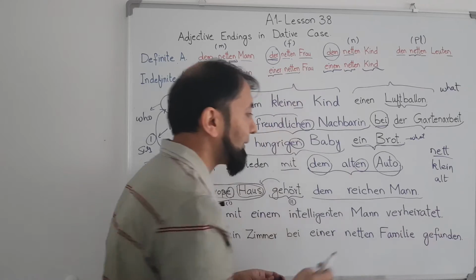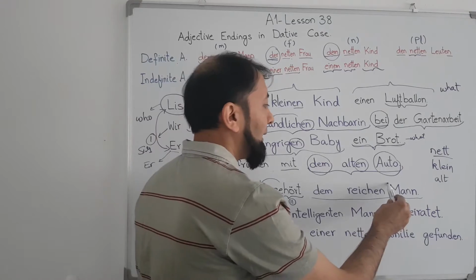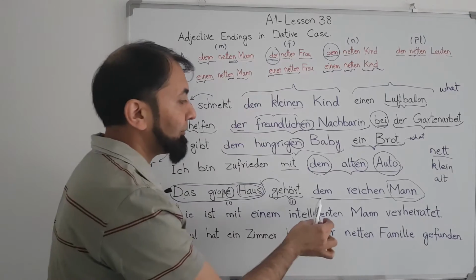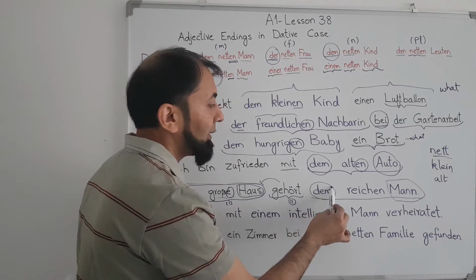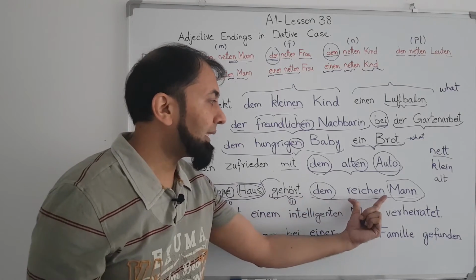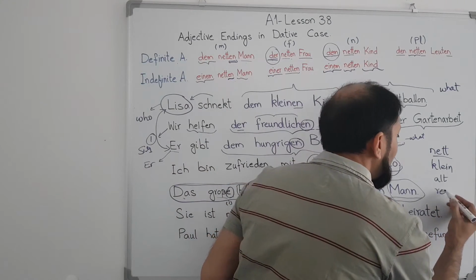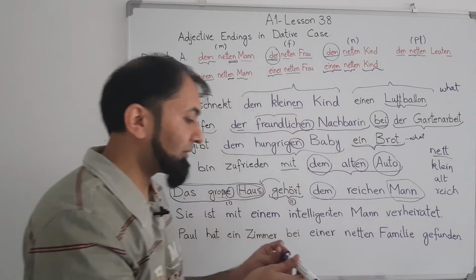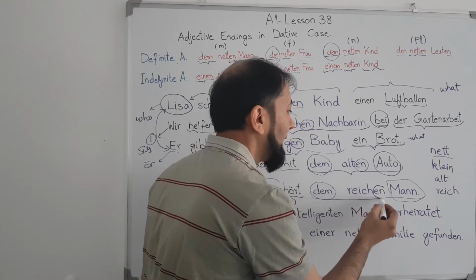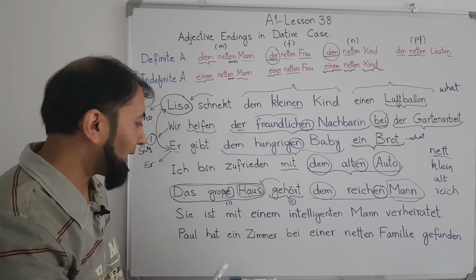Now in this object of the sentence, we have one noun, Mann, which we know is a masculine noun, and we have to use the definite dative article, which is dem. And since this part of the sentence also uses one adjective, which is reich, meaning rich, and since this part of the sentence is in the dative case, we have to add an en at the end of this adjective, which is reichen. So let's move to the next example.